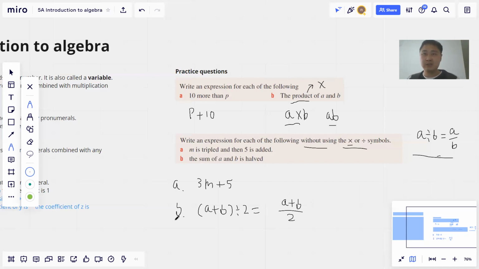Okay, so do these two questions make sense? Is there any other question for these two? If there is no question, then let me just download the notes.